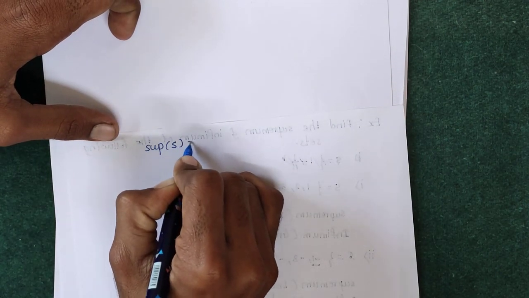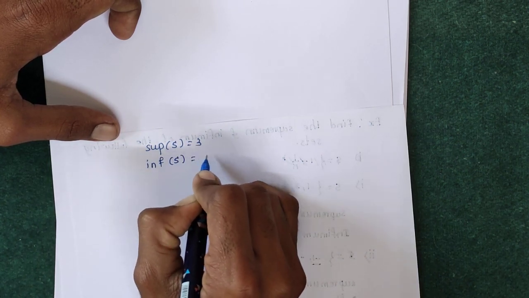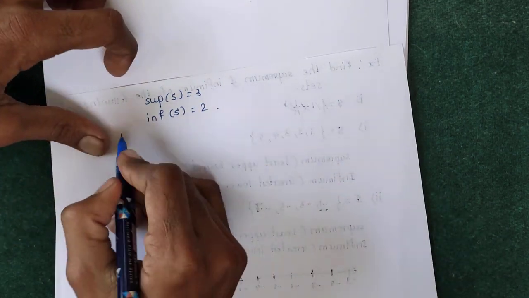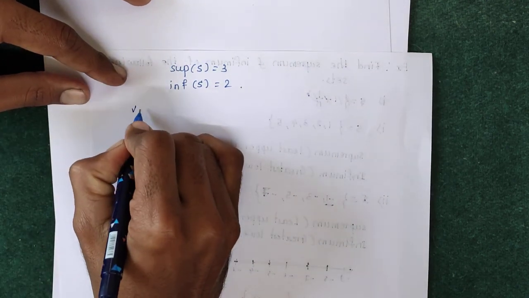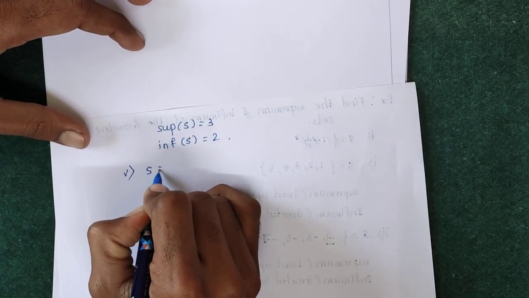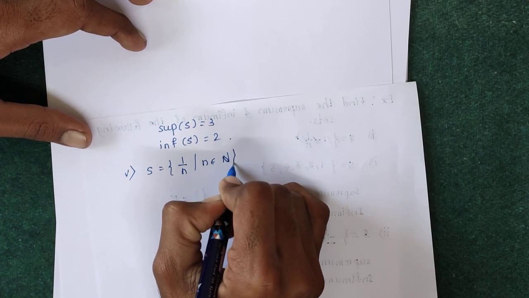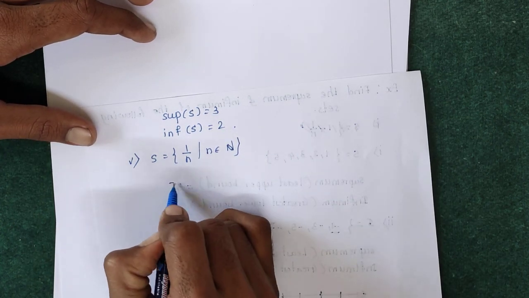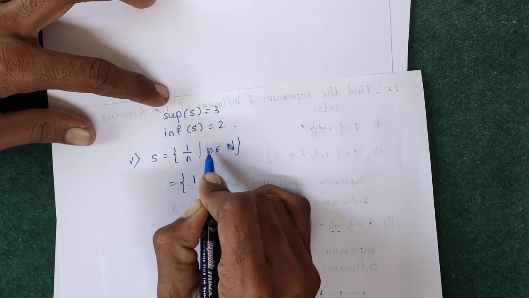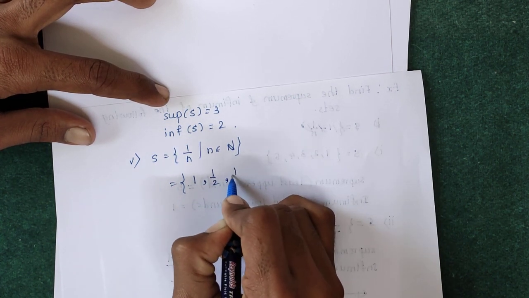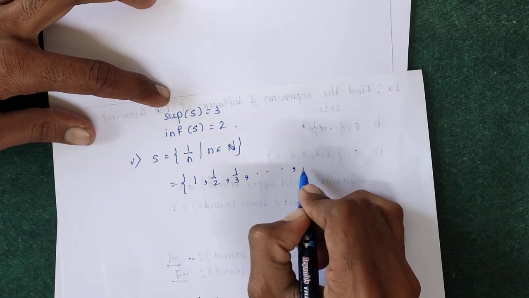The supremum of set S is 3 and the infimum of this set S is 2. Now the next example we will take is the fifth example. Suppose this set S is given as 1 upon n, such that n belongs to the natural numbers. So we can run this set. If we put n equal to 1, then we get 1 by 1 is 1. If we put n equal to 2, then we get 1 by 2, then 1 by 3, up to 1 upon infinity, and 1 upon infinity is 0.